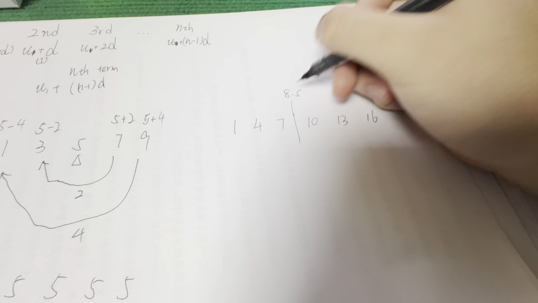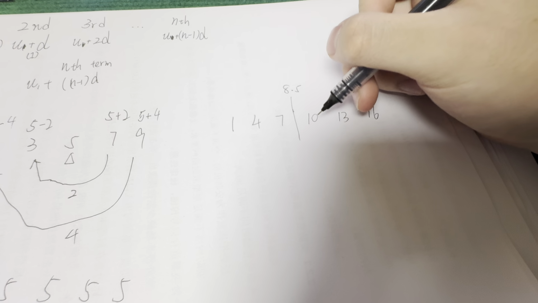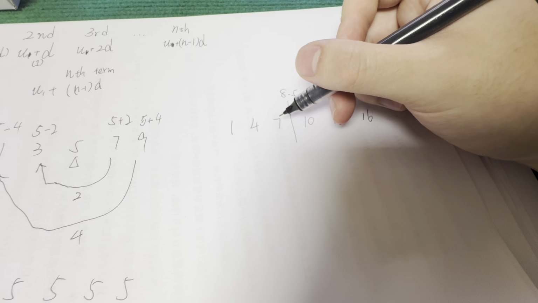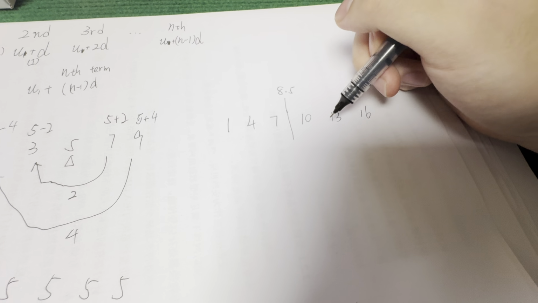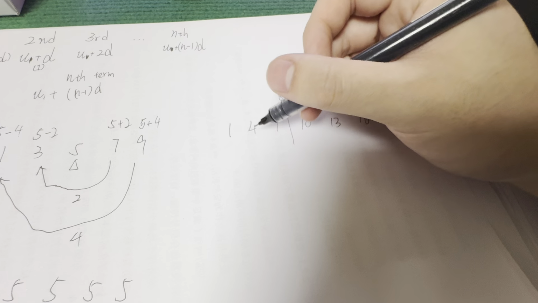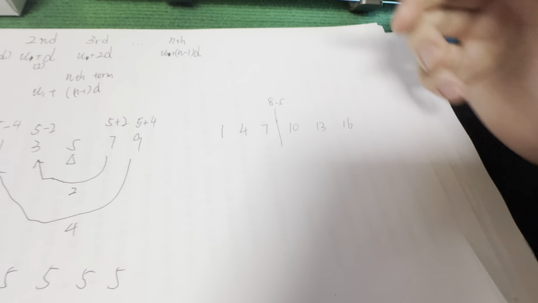If you are not sure, you can check. 10 minus 8.5 is 1.5. 8.5 minus 7 is 1.5. And also, if you use 13 to minus this and use 8.5 to minus 4, you can get the same thing. So now what should we do?